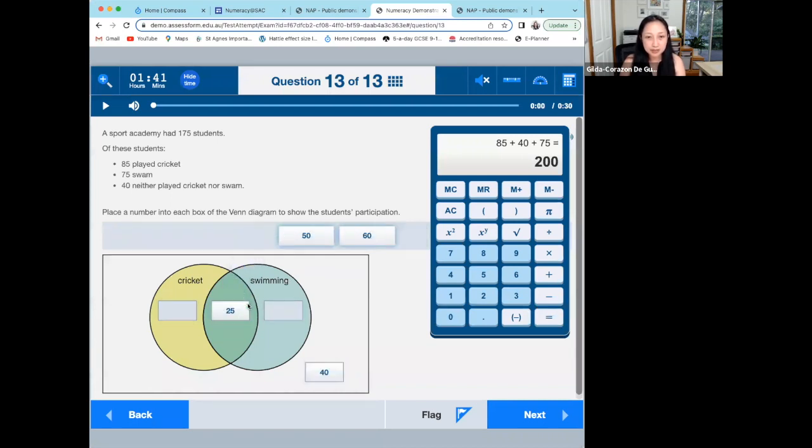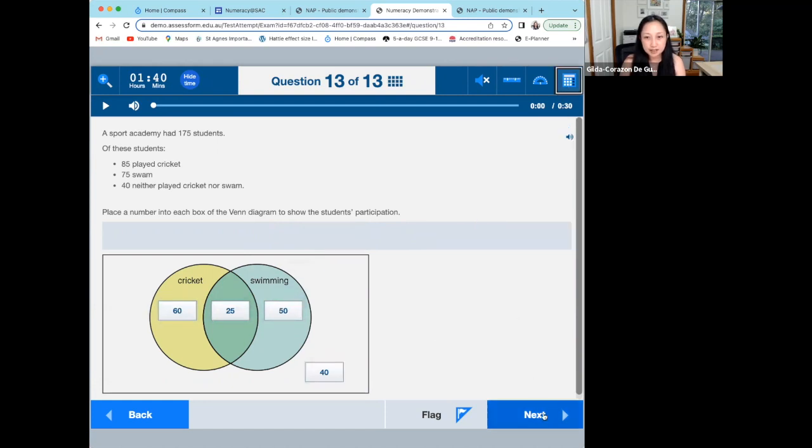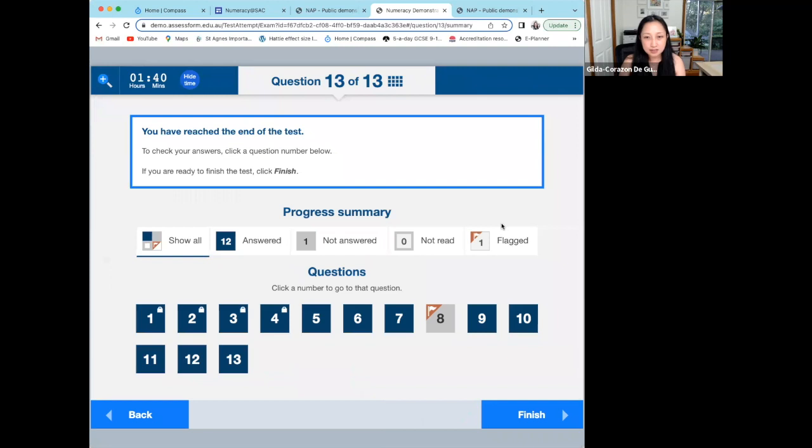So then we say 25 would go here. And how many played cricket? There's 85. 85 minus 25 is 60, and 75 swims, and therefore you have 75 minus 25, you get 50, right? And we can keep the calculator, and it will give us our progress summary.